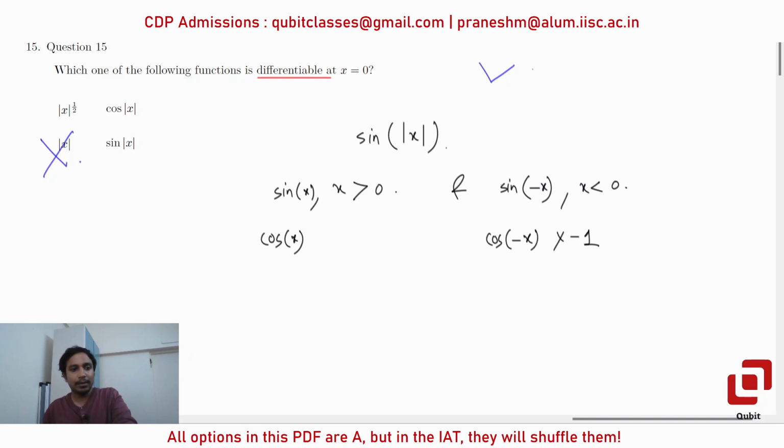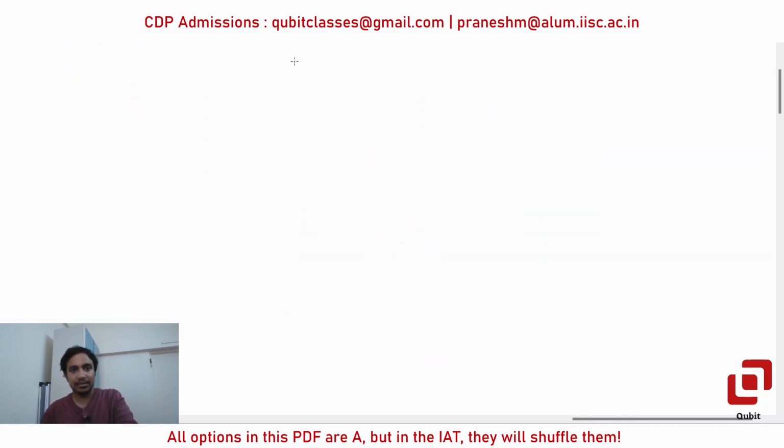Now at 0, this value is 1, this value is how much? Minus 1. Are they same? Not same. So is sine of mod x right? It's not right. Okay, now let's go for cos of mod x.